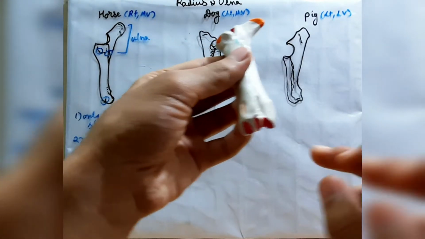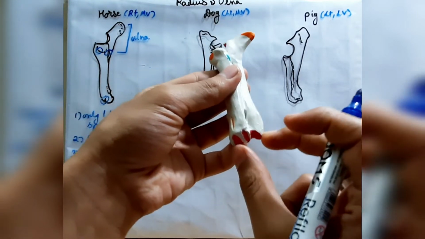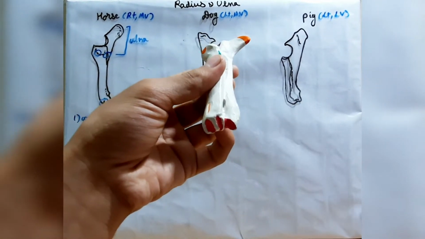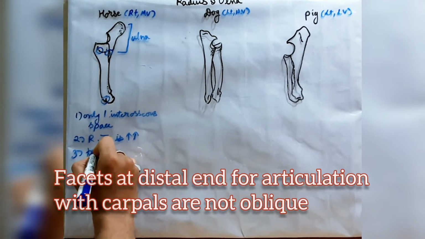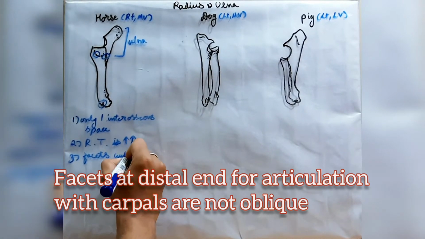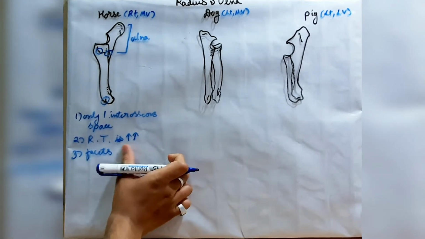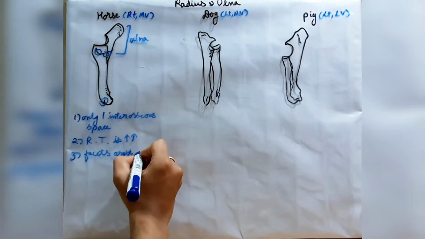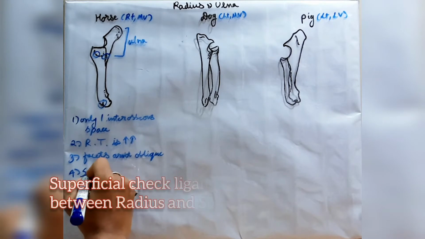The third point is here at the distal end. In case of cattle, you must have seen that the facets for the articulation with the proximal row of carpal are oblique in direction, right? They are placed obliquely. You can see them here. In case of horse, that is not the case. The facets at the distal end for the articulation with the carpal, more specifically the proximal row of the carpal, are not oblique. Facets aren't oblique.